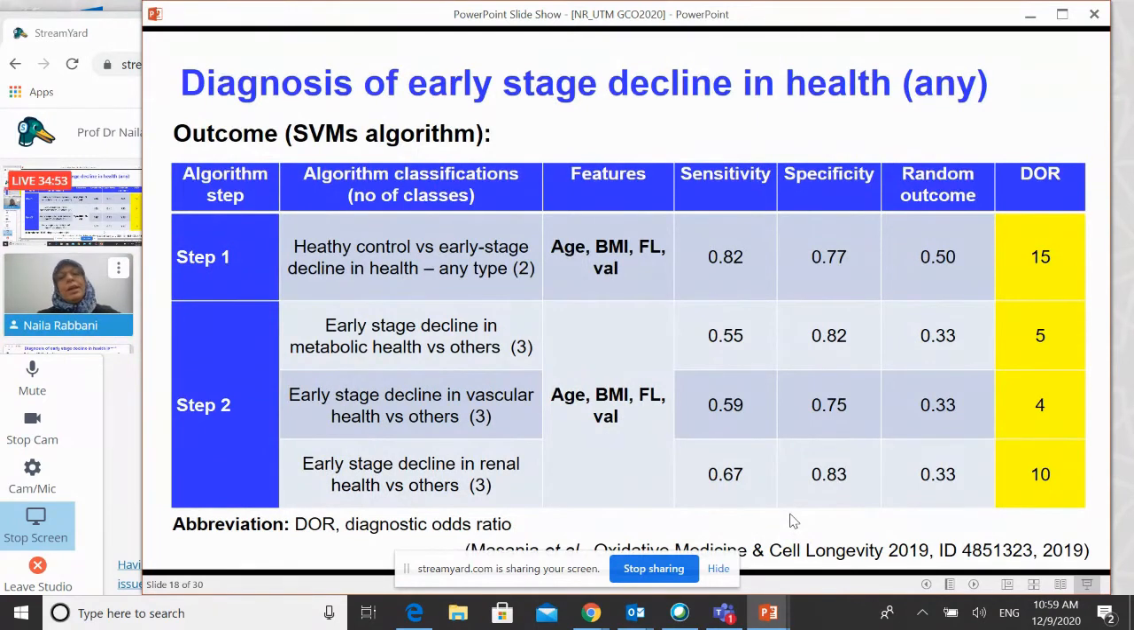So again, using the support vector machine algorithm, we found that for step 1, healthy control versus all entries, we got age, BMI, fructosyl-lysine, and valine. Sensitivity was 82%, specificity 77%, and diagnostic odds ratio 15. And then second step, we were able to separate these three conditions with diagnostic odds ratio 5, 4, and 10. So this is still very impressive when there is very slight difference.